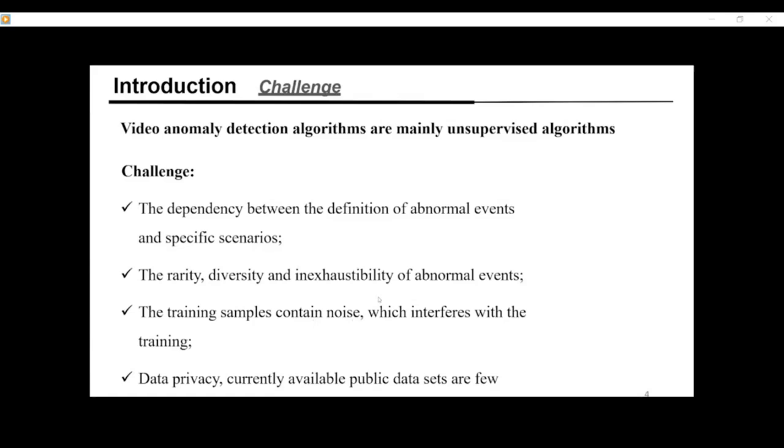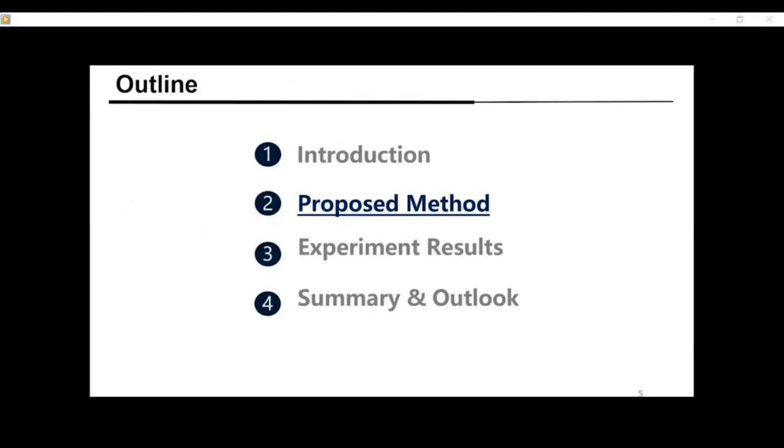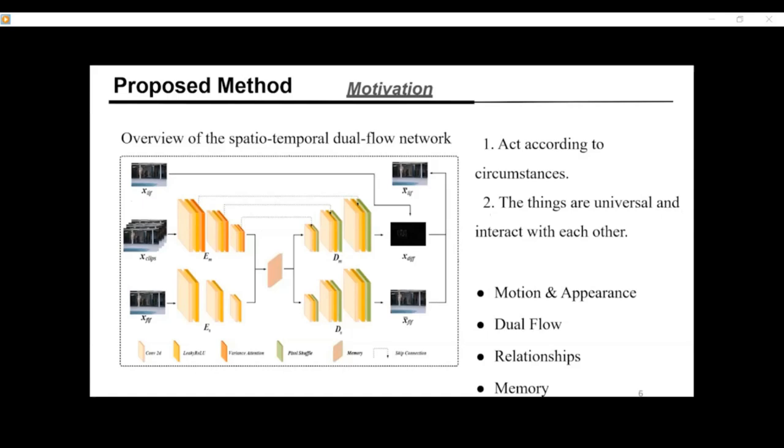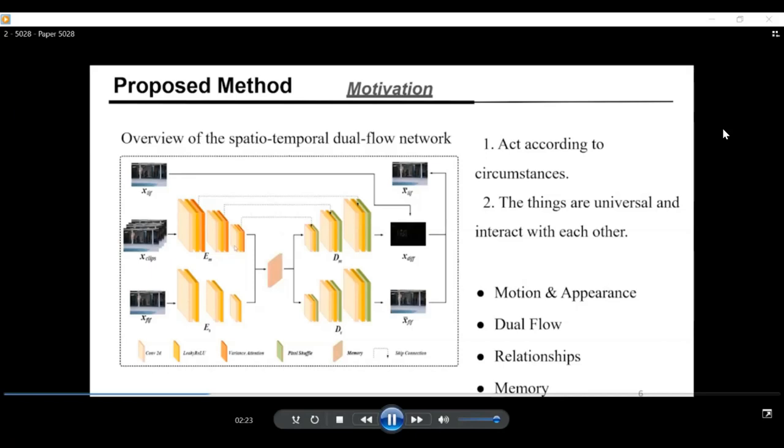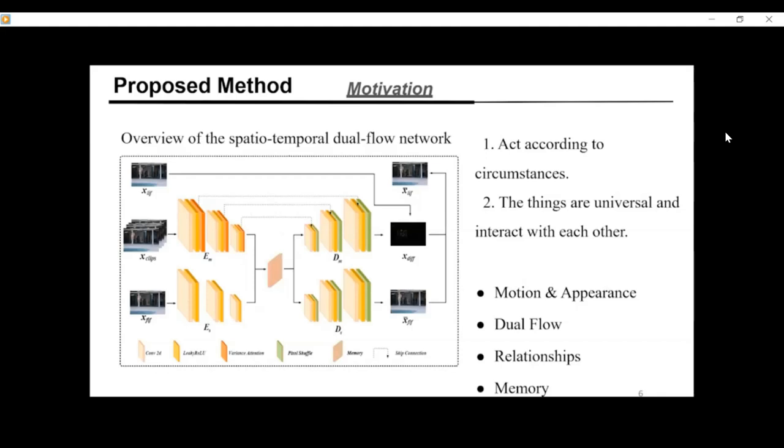And the following is the proposed method. From the perspective of philosophy, to act according to circumstances, we propose a dual-flow network to dissociate appearance information and motion information, processing this information in two individual branches. In addition, we employ a special spatial-temporal united memory model to bridge the relationship between appearance and motion.